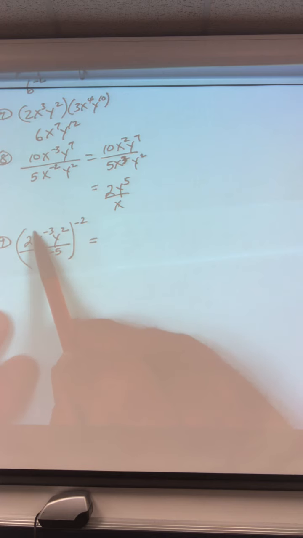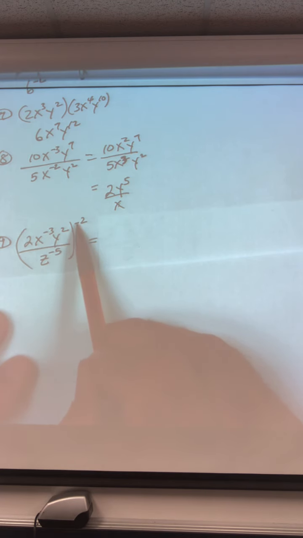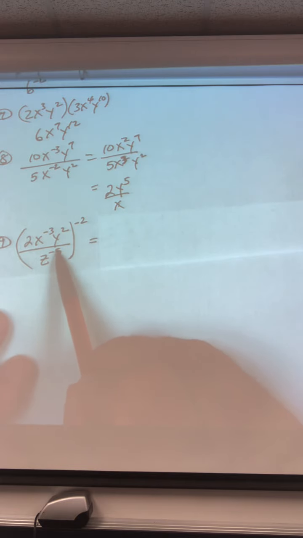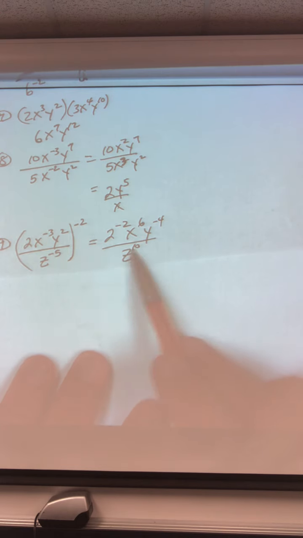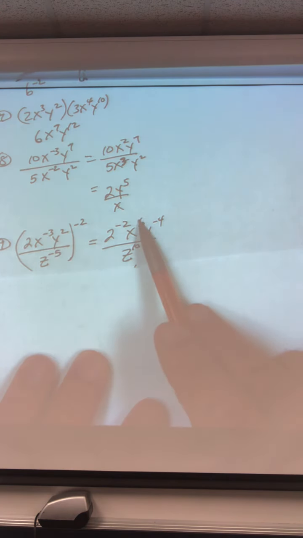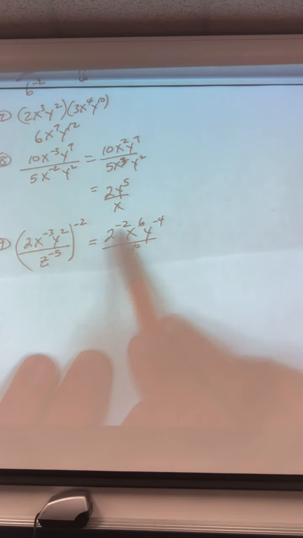So negative 2 times 1 is negative 2. Negative 2 times negative 3 is 6. Negative 2 times 2 is negative 4. And negative 2 times negative 5 is 10. So negative 2, negative 5, 10. Negative 2 times 2 is negative 4. Negative 2, negative 3 is plus 6. Negative 2 times 1 is negative 2.